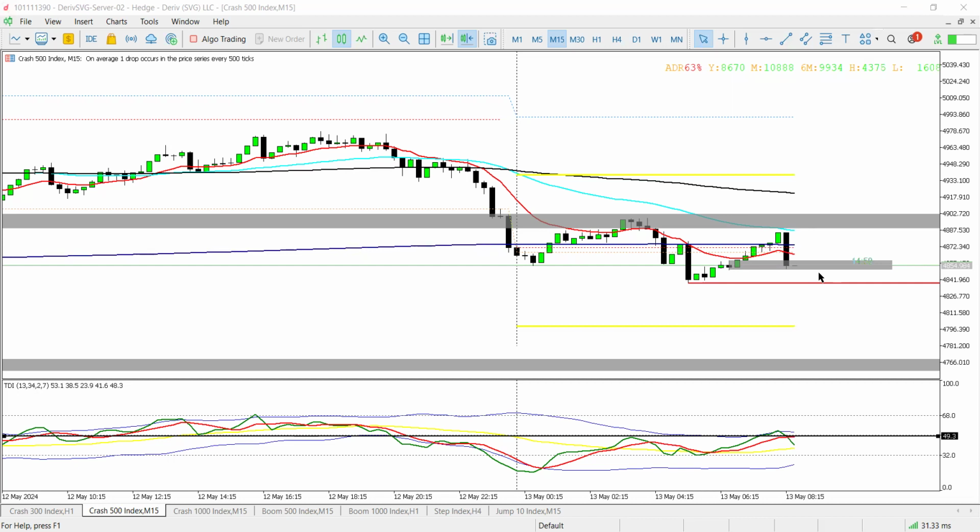So let me just... okay, the thing is I execute the trades on my phone, so I'll just be multitasking a bit. All right, so that's done.